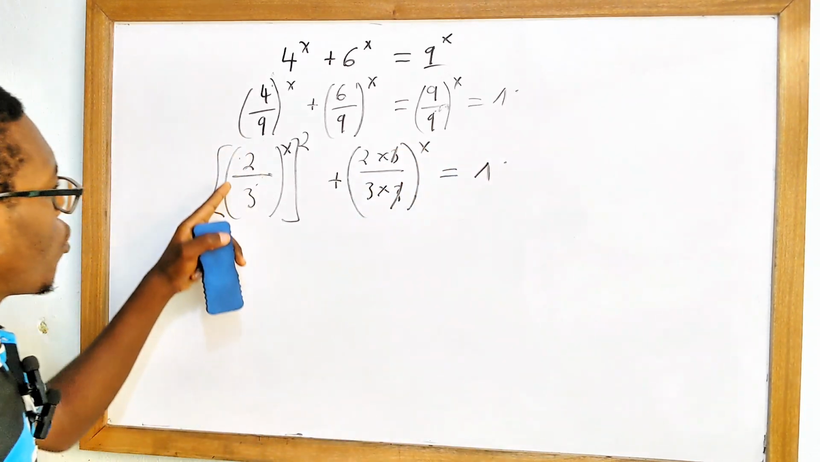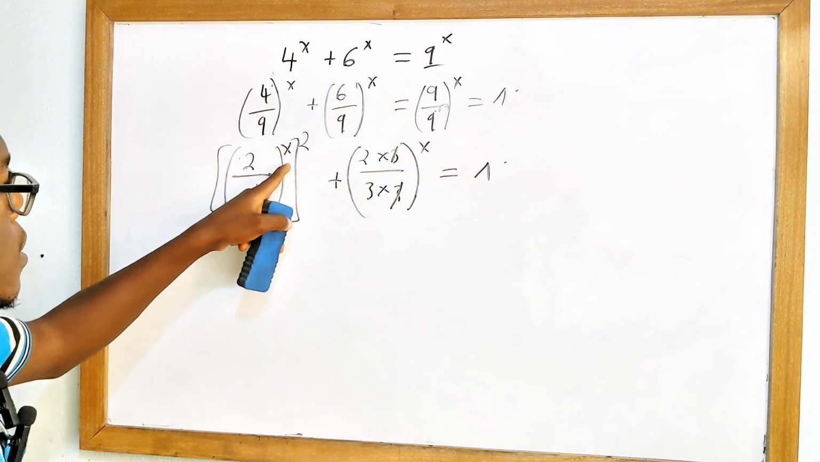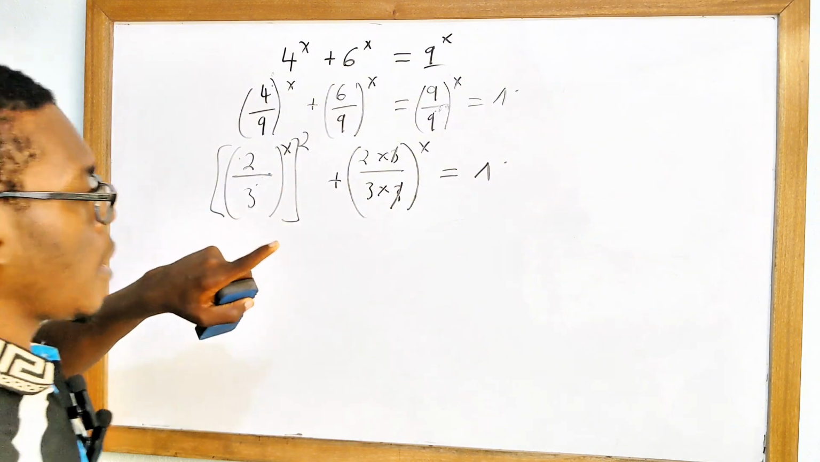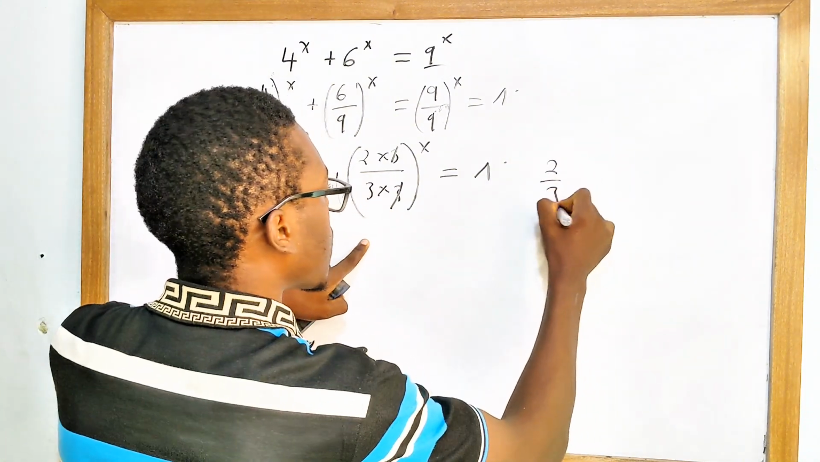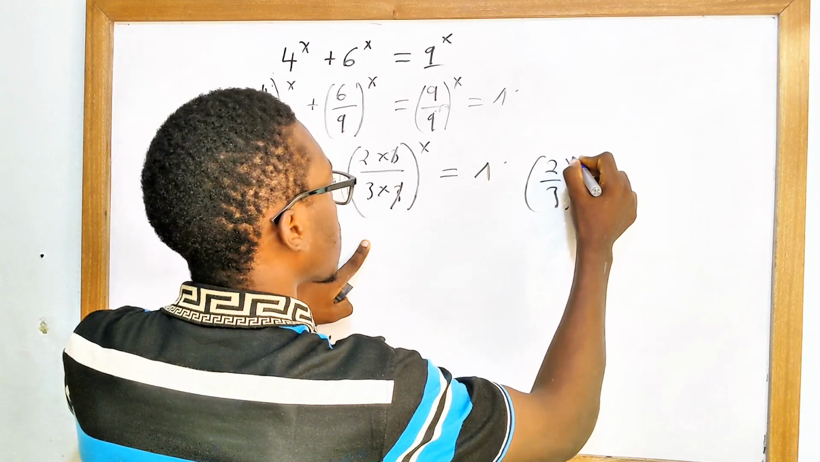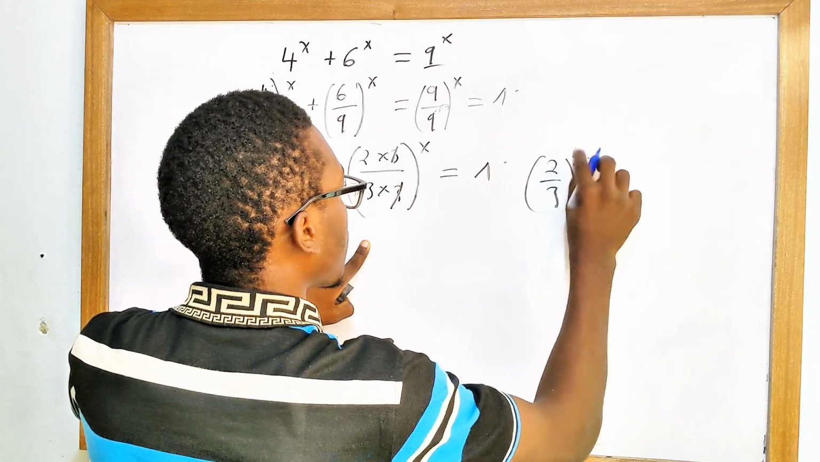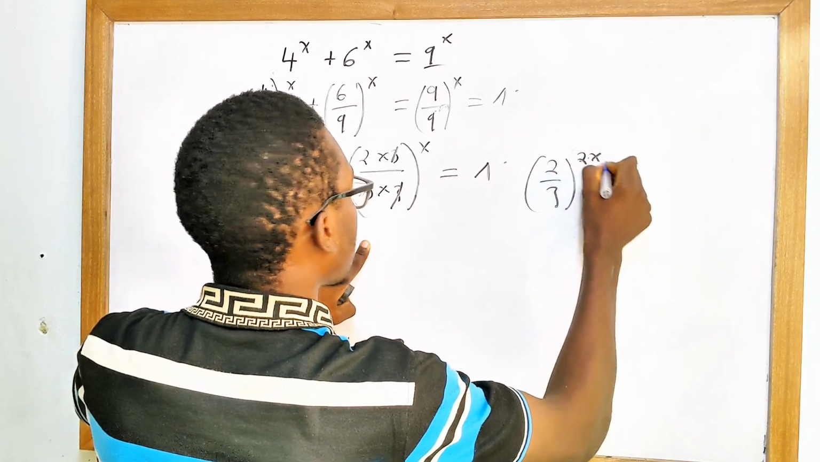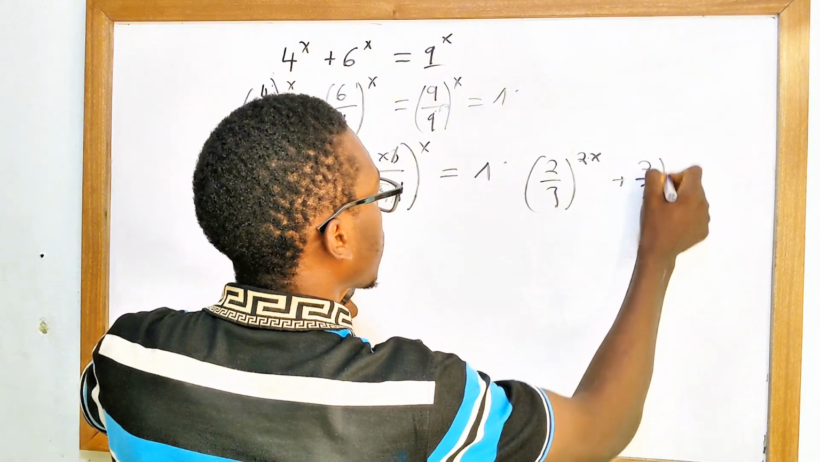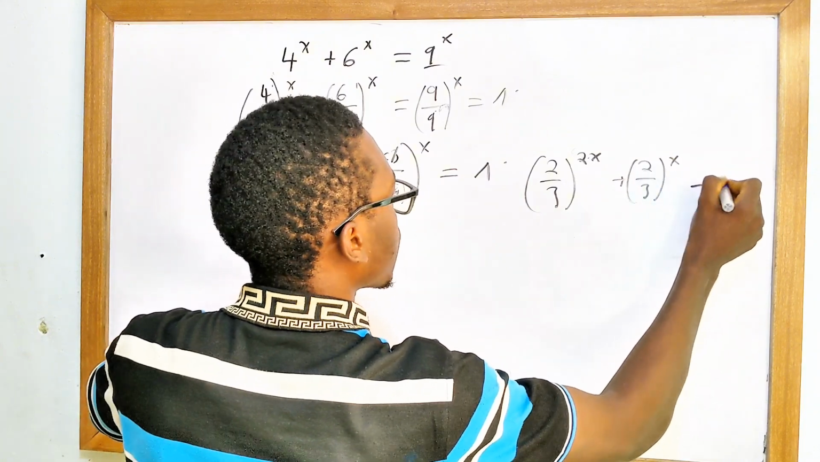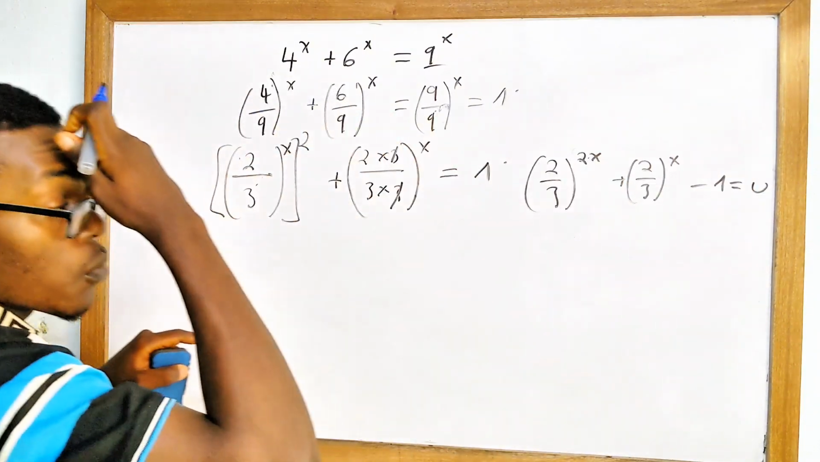I've seen that we have 2 all over 3 to the power x repeating. Because we have 2 to the power 2 over 3 to the power x, squared, to the power 2x, plus 2 all over 3 to the power x minus 1. That is actually how the equation will look.